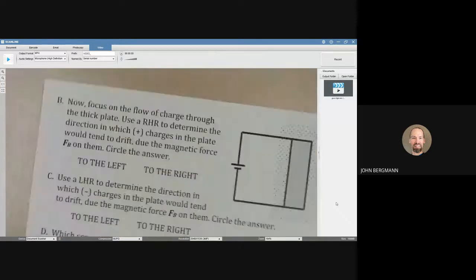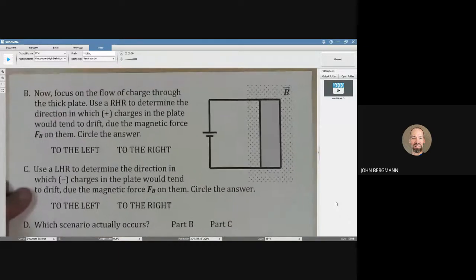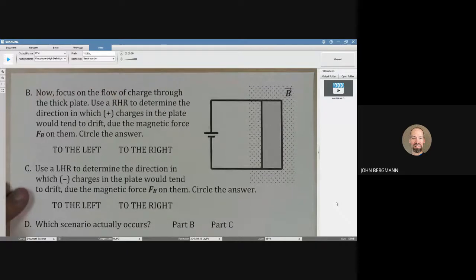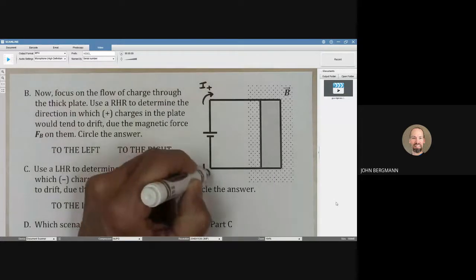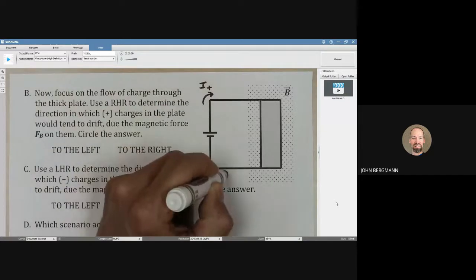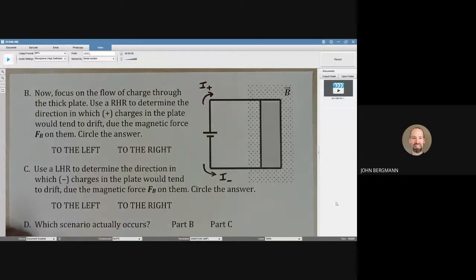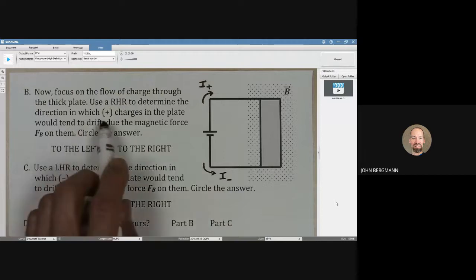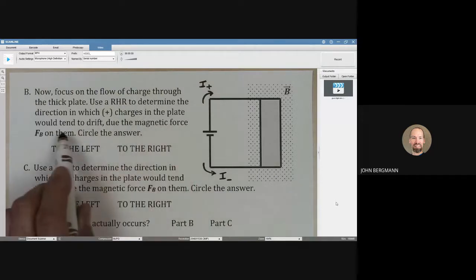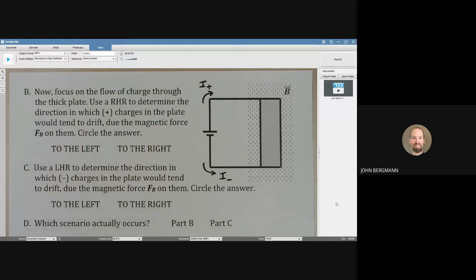Now, let's focus on the flow of charge through the thick plate. Let me recopy the flow of conventional charge, which would go in that direction, and the conduction electrons, however, would tend to flow in that direction. Use a right-hand rule to determine the direction in which positive charges in the plate would tend to drift due to the magnetic force on them.